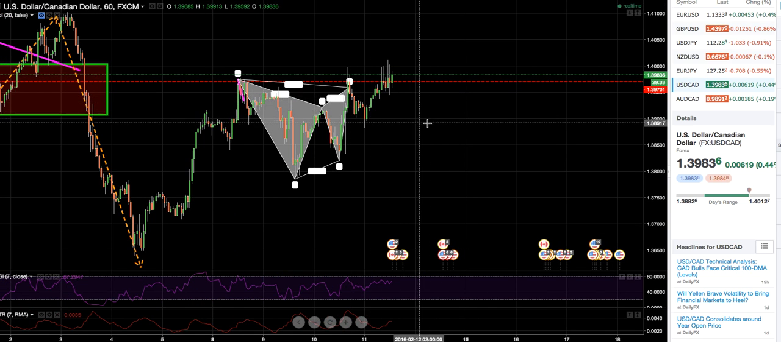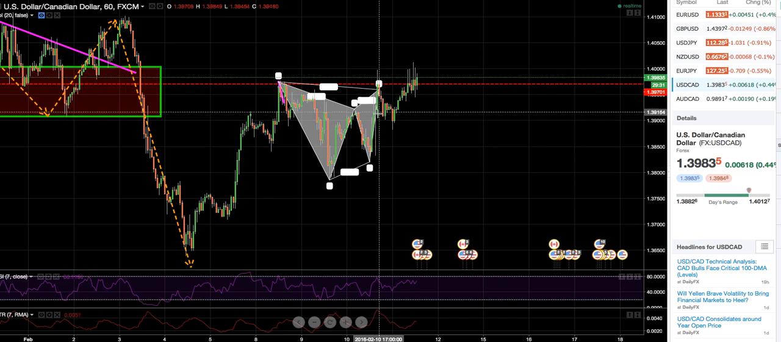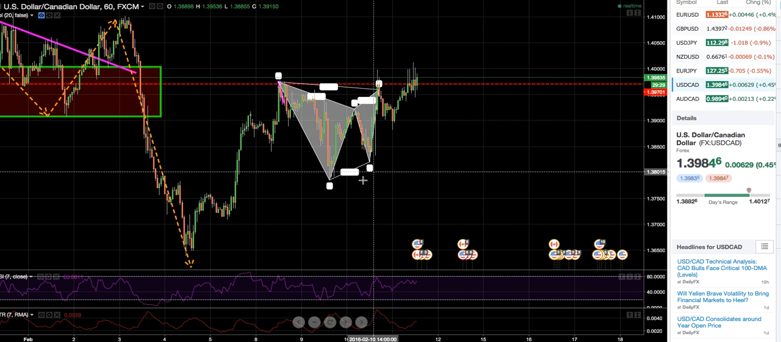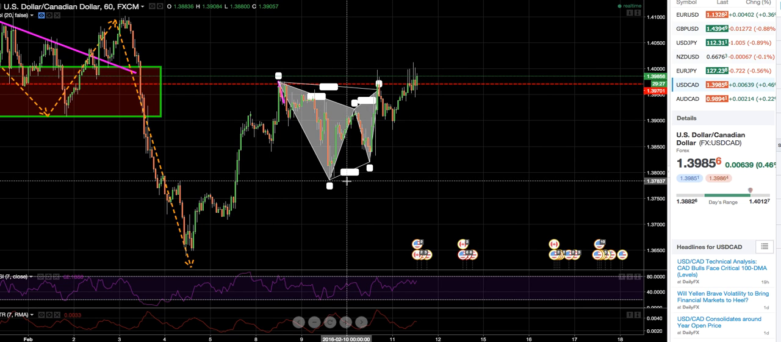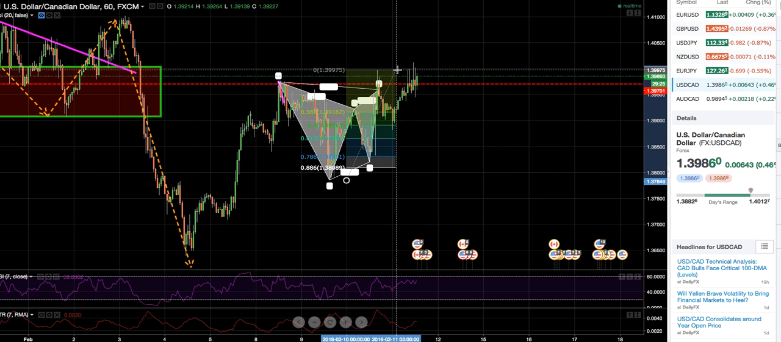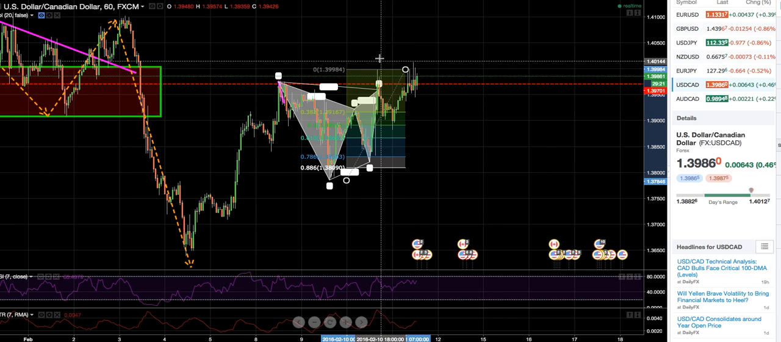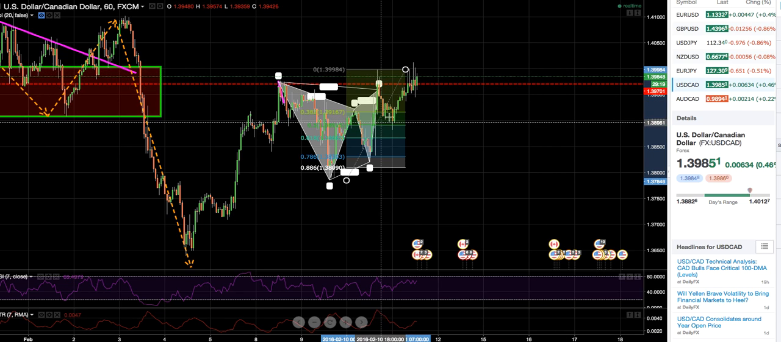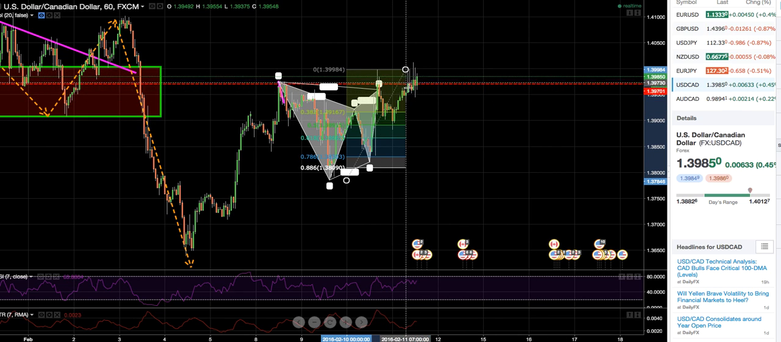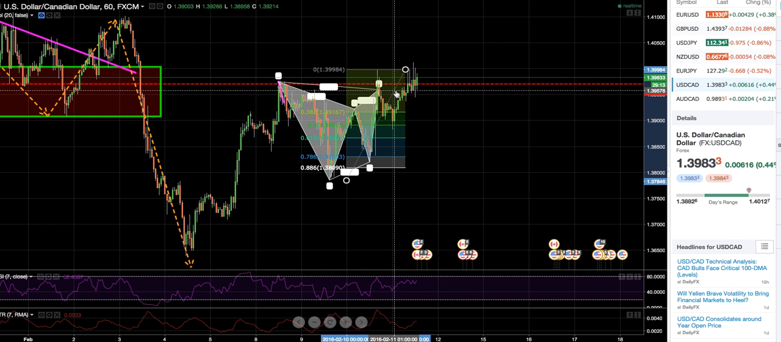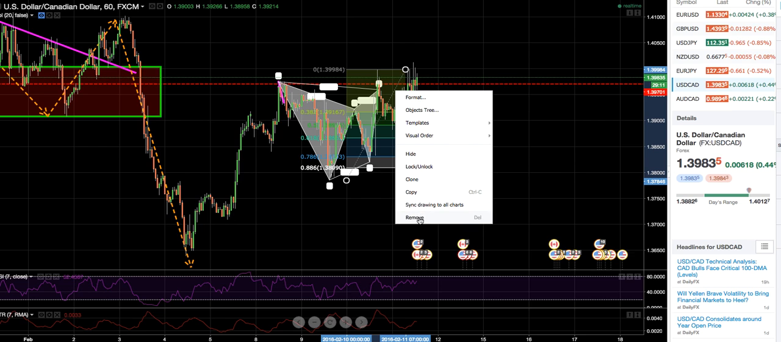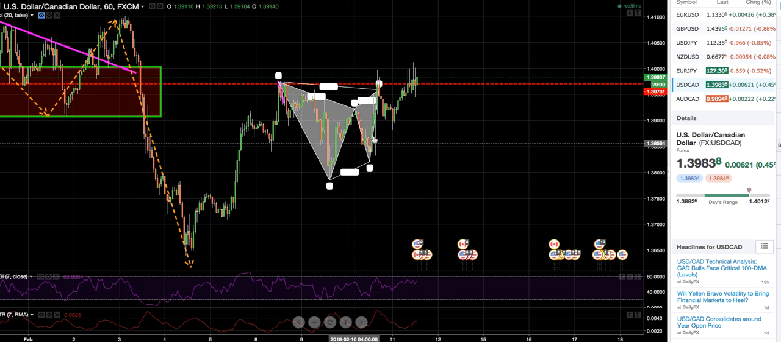This is a Gartley pattern we just had. We did get our first target, moved our stops to break even, and we have a break even trade. So that's that on the Gartley pattern, right?